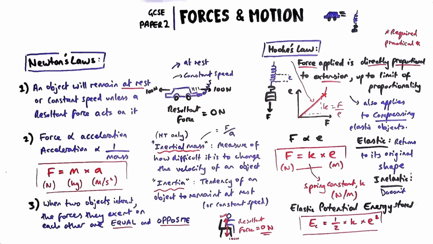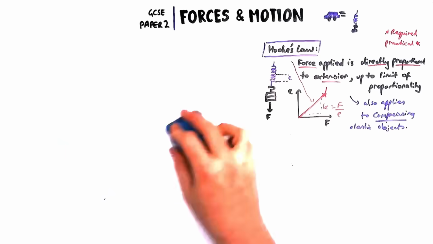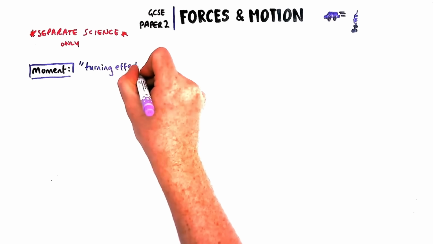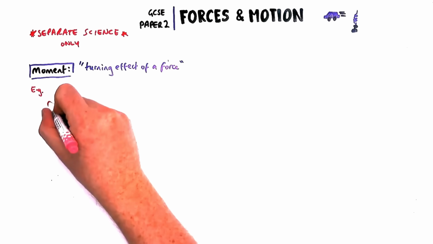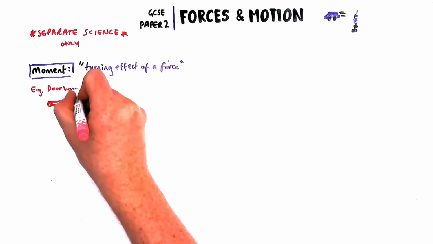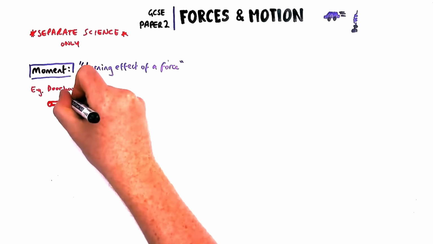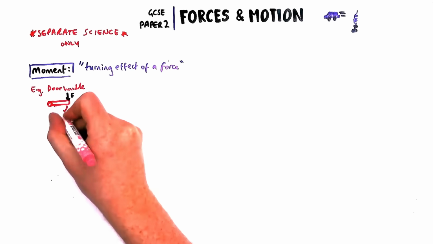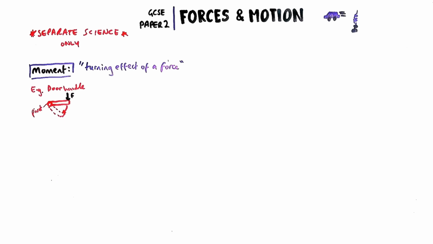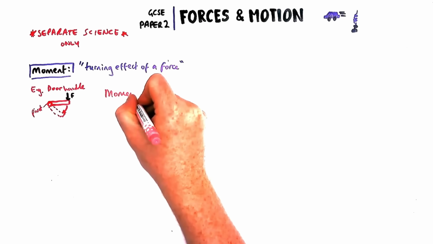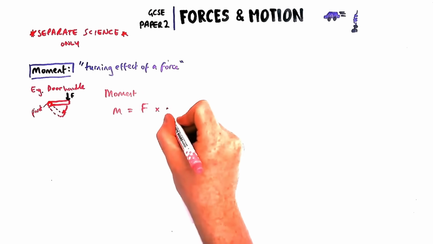The next part of this video is going to be suitable only if you're studying separate science only. The moment of a force is described as the turning effect of a force. So for example, anything that turns when you exert a force to it, you're exerting a moment. Like a door handle, you've got a pivot, the point at which the object rotates about. If you exert a force downwards on the door handle, the door doesn't move as a whole, but it'll turn about the pivot. That's described as a moment.